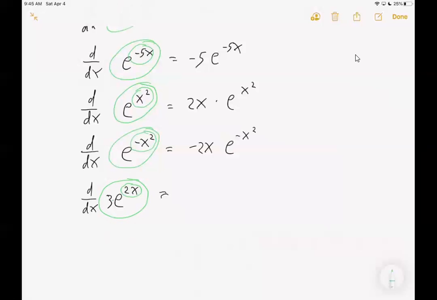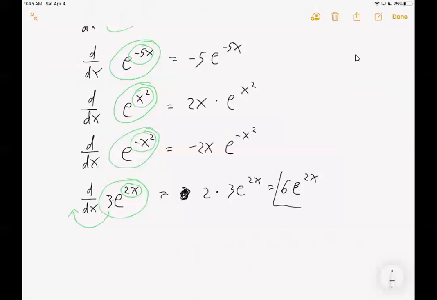The derivative of 3e to the x would just be 3e to the x. Remember, you can factor a constant out and then take the derivative of what's left. And then that would give you 3. So let me start over. So the derivative of 2x is 2 times 3e to the 2x. So the answer is just 6e to the 2x.